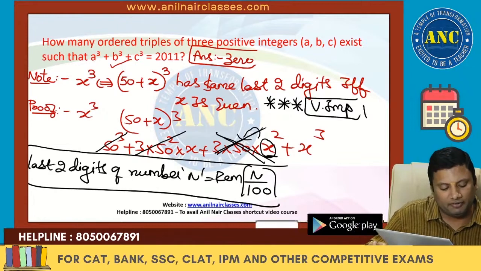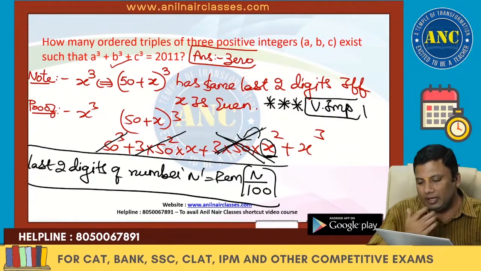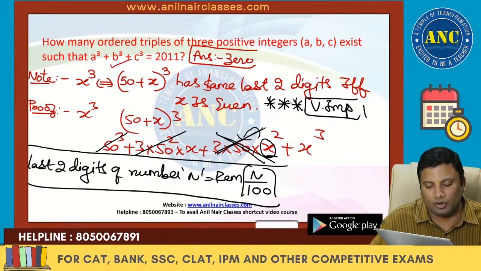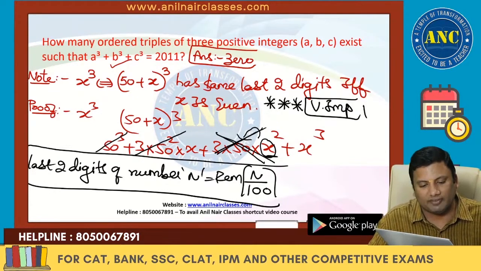x cube and (50 plus x) whole cube have the same last two digits if x is even.